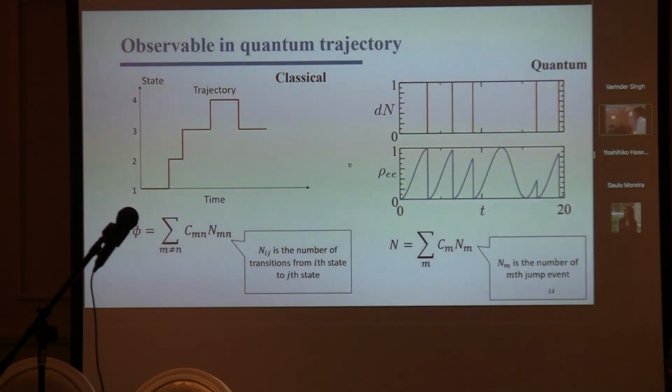So as I explained in the classical case, we are interested in this kind of observable, which counts the number of jumps from n to n. And similarly, in the quantum case, we are interested in this kind of quantity. N_m is the number of jumps of the mth channel, and c_m is a weight vector. So this c_m can be an arbitrary real vector.